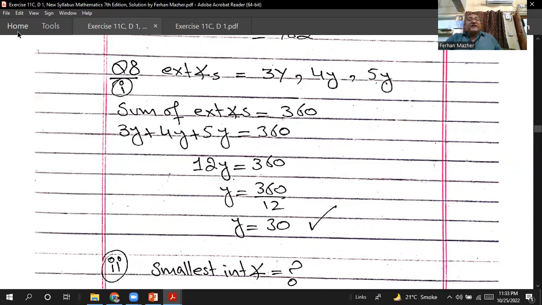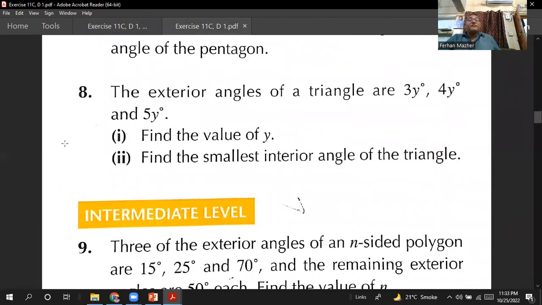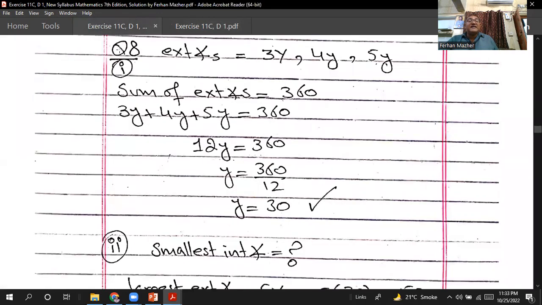Now, this is question number 8. That was the first part. Question number 8, second part: find the smallest interior angle of the triangle. Okay, so the angles given are external angles, and I want the smallest interior angle.